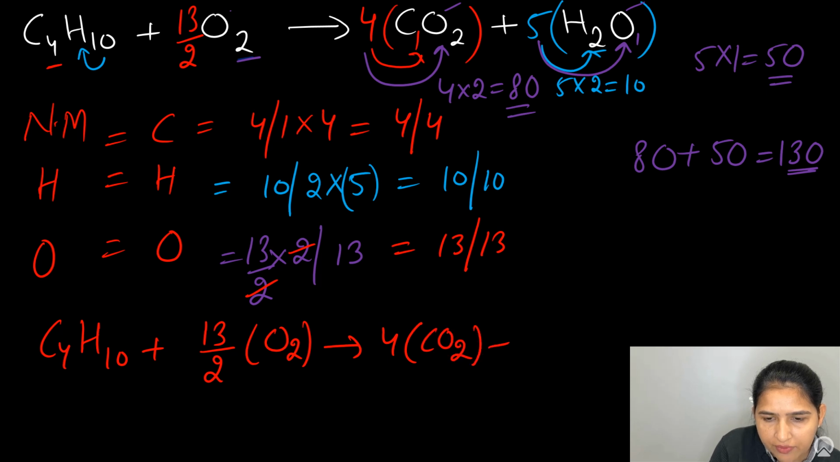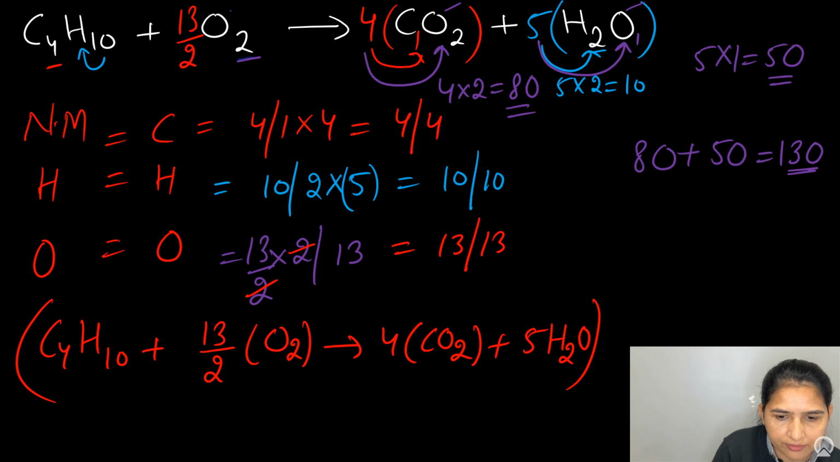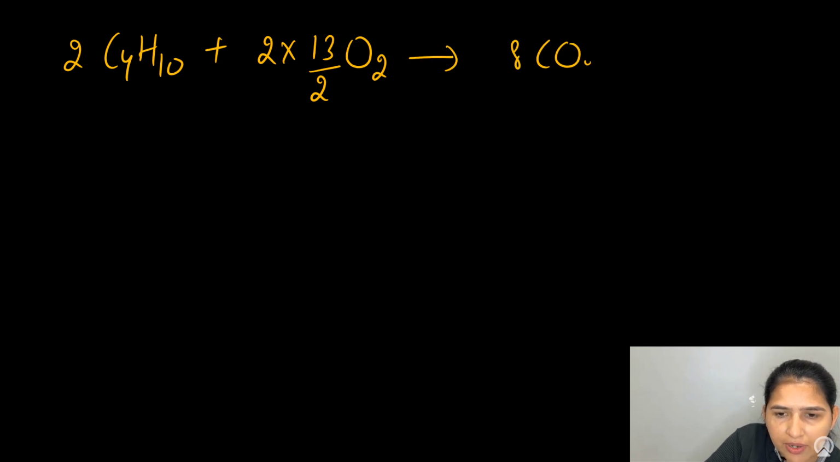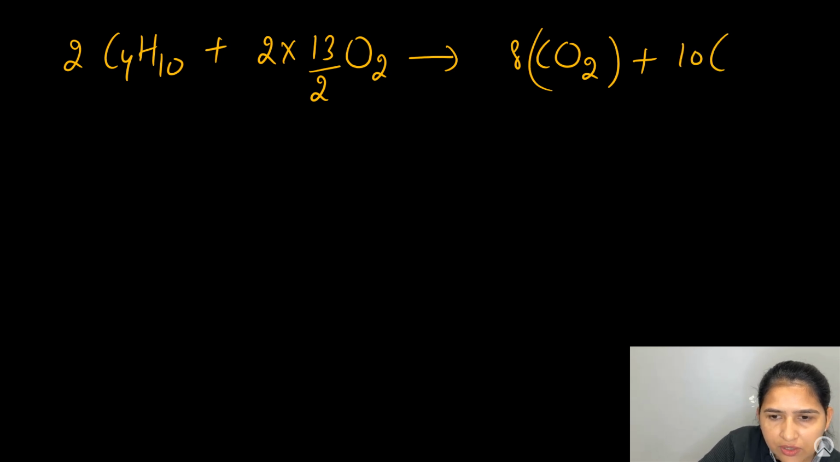So we are having this. Now let's multiply the whole equation by 2. Let's make it times 2. Okay, as we are making it times 2, what we are going to have? We are going to have 2C4H10 plus 2 times 13 by 2 O2, which gives you 8 carbon dioxide and which gives you 10 water molecules.